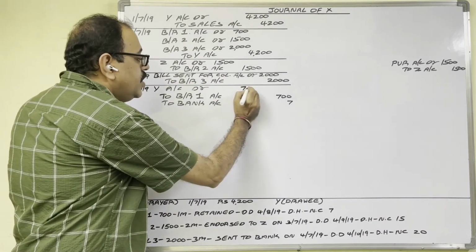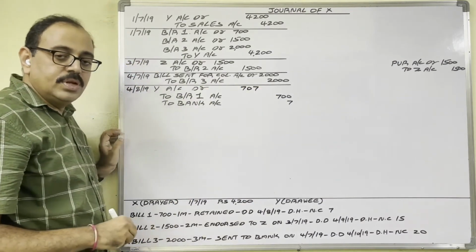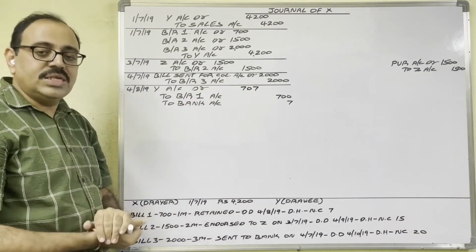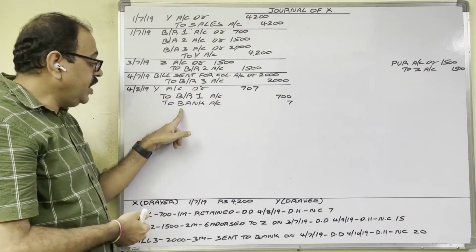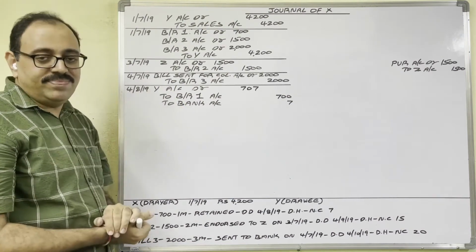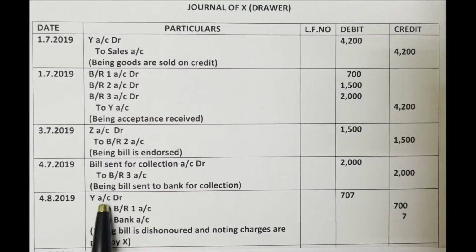Total 707 rupees. So Y is a debtor for 707. So this is the entry for dishonor of first bill. On 4th August 2019, Y account debit 707 rupees, to bills receivable account 700, to bank account 7. Narration: being bill is dishonored and noting charges are paid by X.